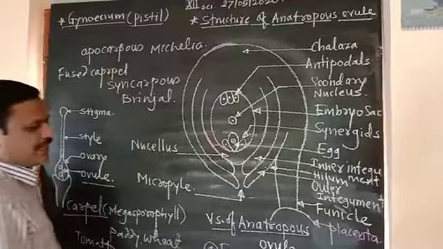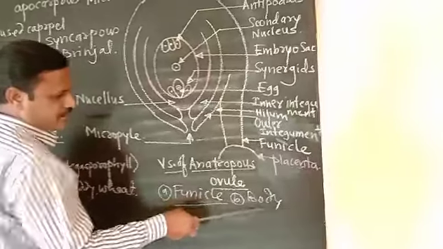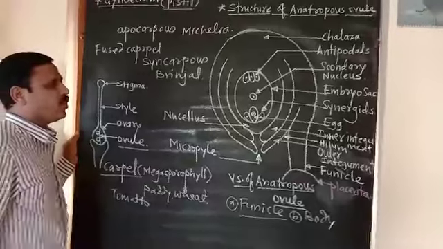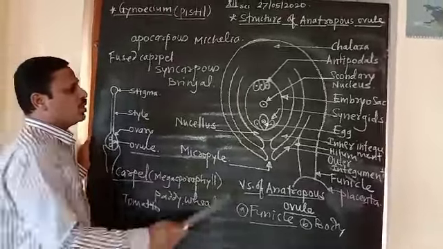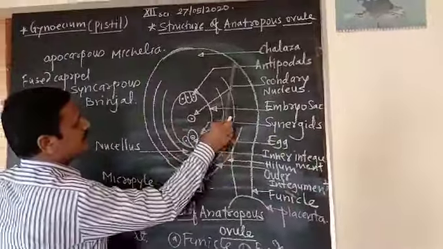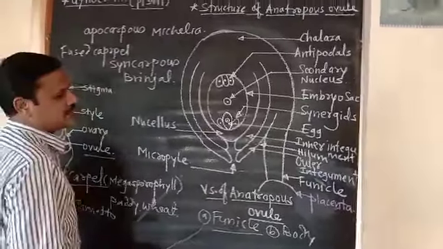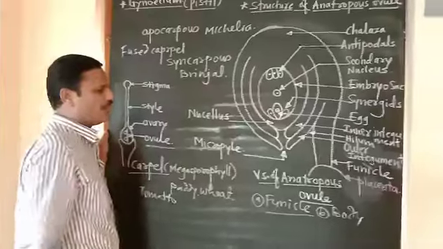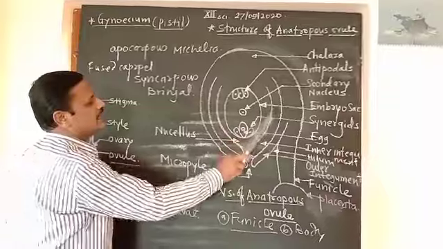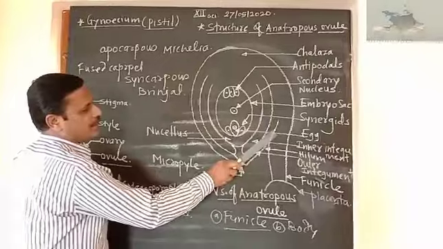Now we will discuss the next part of the ovule, that is the body. Body is oval in shape. In the diagram, this is the body, and the shape of the body looks oval. Hence the first sentence in the description of the body is: the body of the ovule is oval in shape and is present at the tip of the funicle.